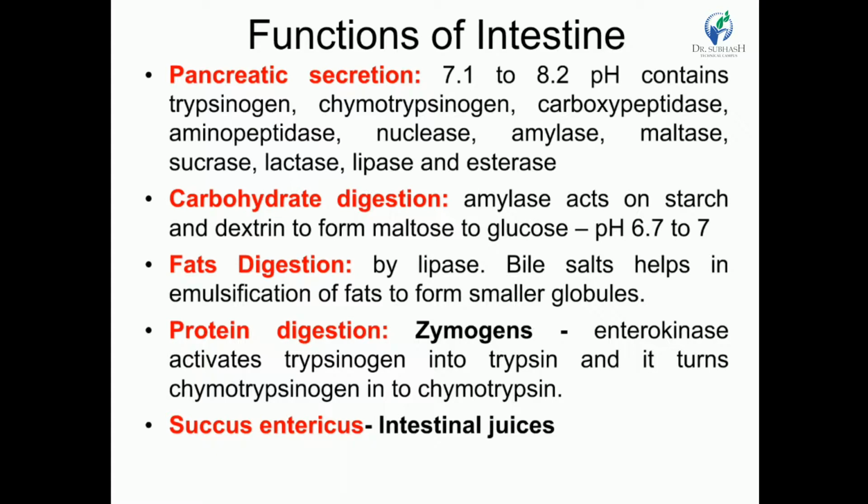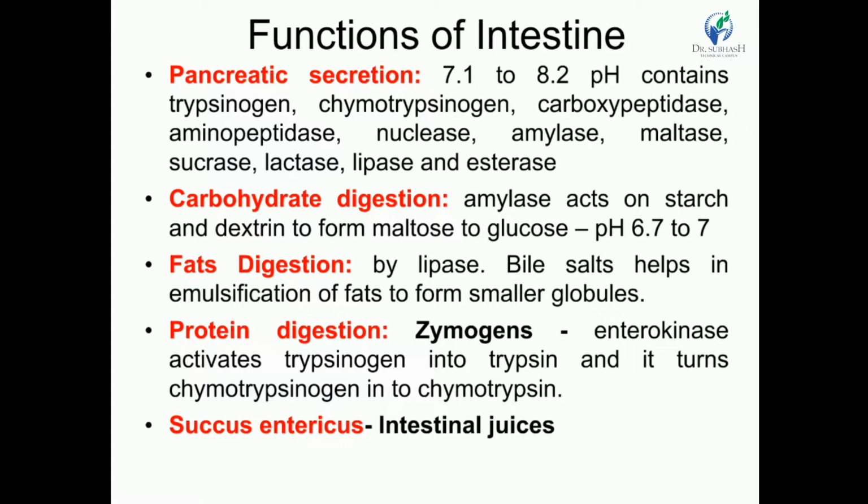The next function of the small intestine is the digestion of carbohydrates. The major role is of amylase, which acts on starch and dextrin to form maltose, and that maltose is further converted into glucose. The pH ranges from 6.7 to 7. Here pancreatic amylase has the major role, and its action is more rapid than the salivary amylase. Salts and chloride ions are essential for its action.